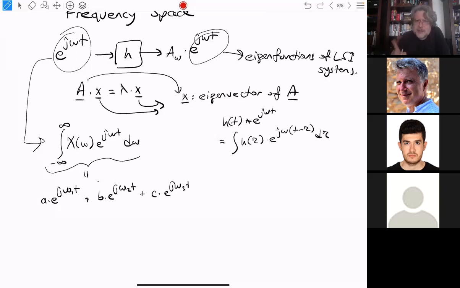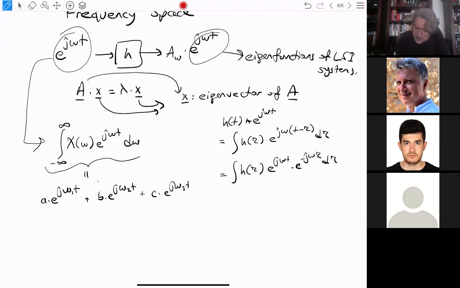You may remember that from signals and systems. If you don't, please remind yourself of the formula for the convolution. h of tau, x of t minus tau. That's what I'm writing. You could write x of tau, h of t minus tau. It doesn't matter. The convolution can commute. So this is also equal to the integral of h of tau e to the j omega t times e to the minus j omega tau d tau.